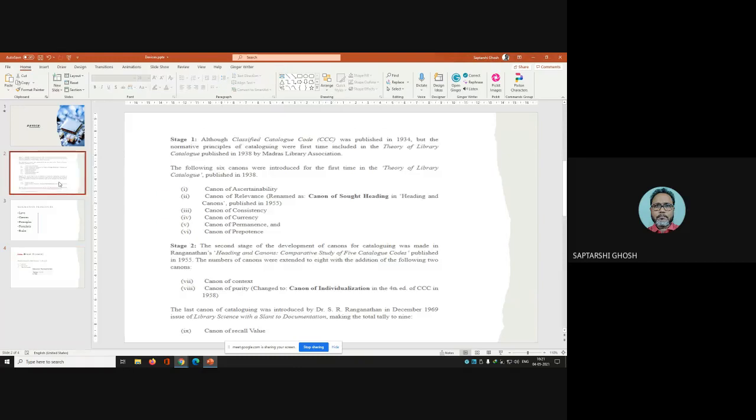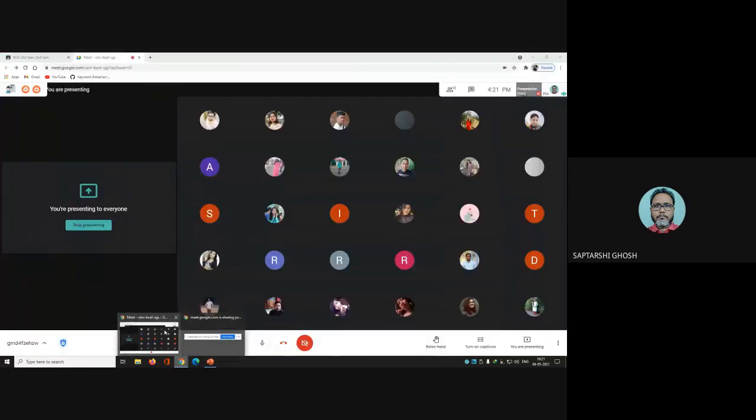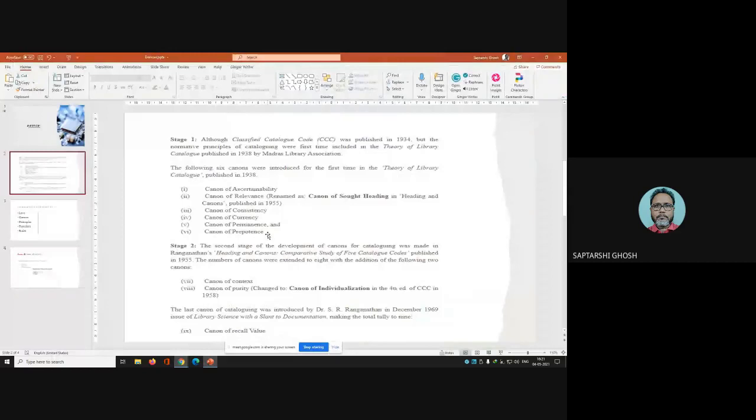Now see, the canon of consistency. This canon is applicable everywhere. You know the canon of consistency. What Ranganathan is saying is, if you use something, or if you standardize something, if you already fix something for your cataloguing, do that every time, for every document. Do not change it for each and every place.